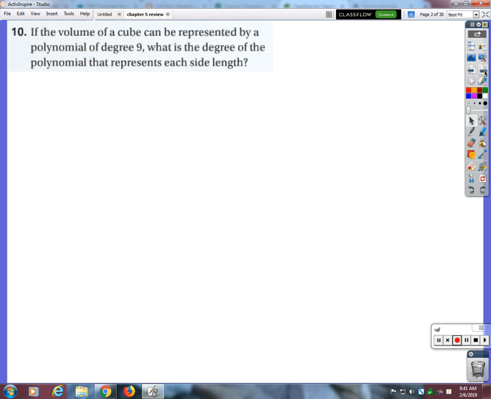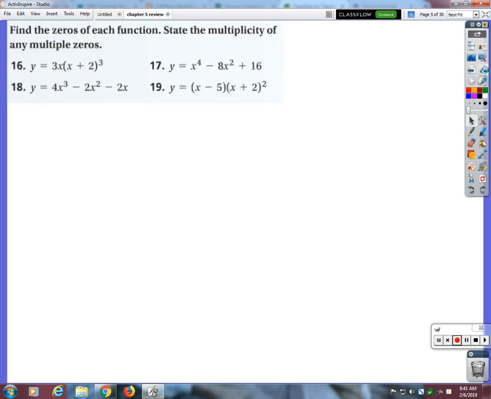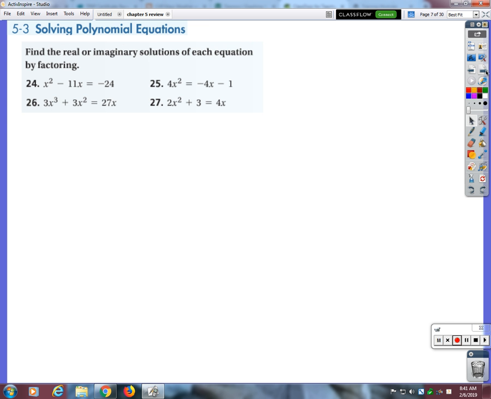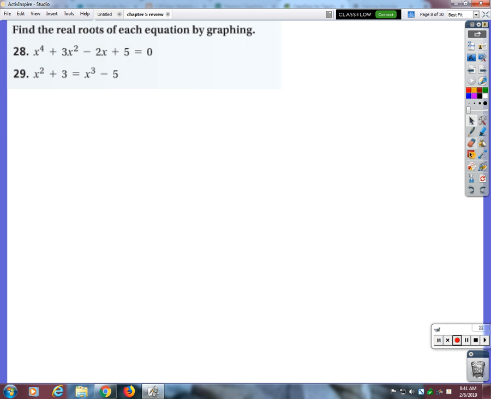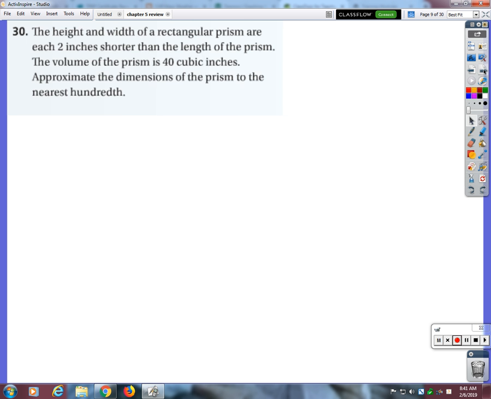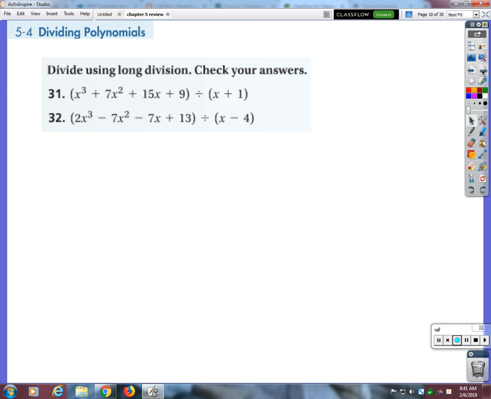Okay, what did we leave off on yesterday? 27? We did 27. Okay, so we got to do 28. Oh, yeah, right. So we're not going to do 28 and 29 because we're not solving things by graphing. Oh, we did this problem, right? Okay. All right. Oh, yeah, dividing polynomials. Dividing polynomials.